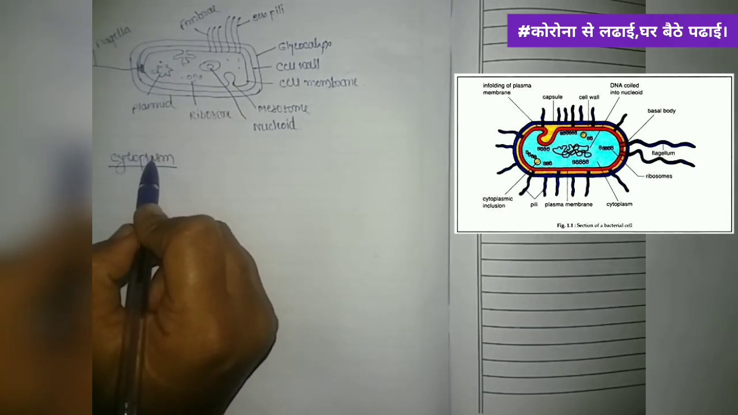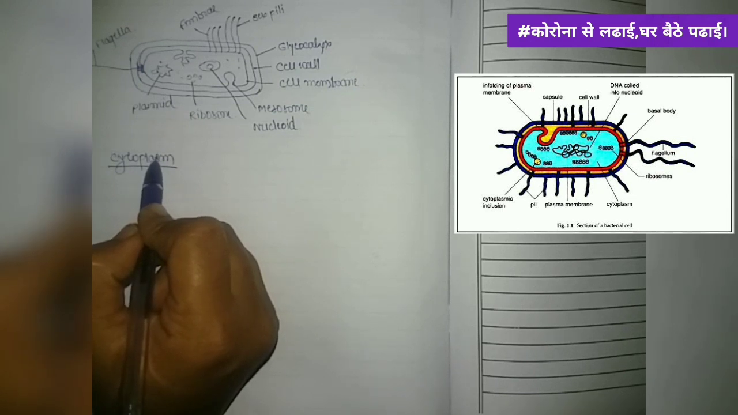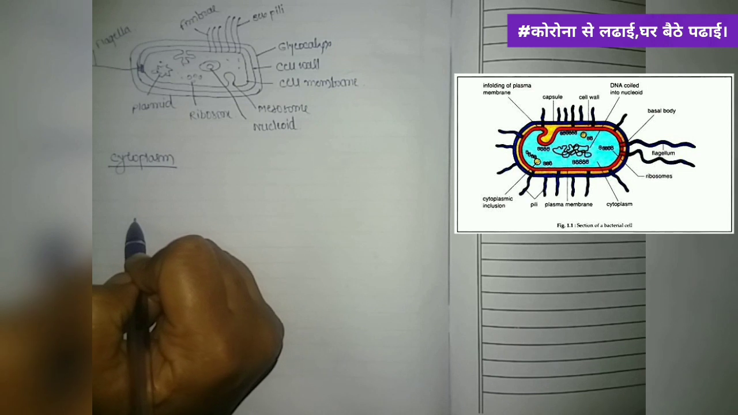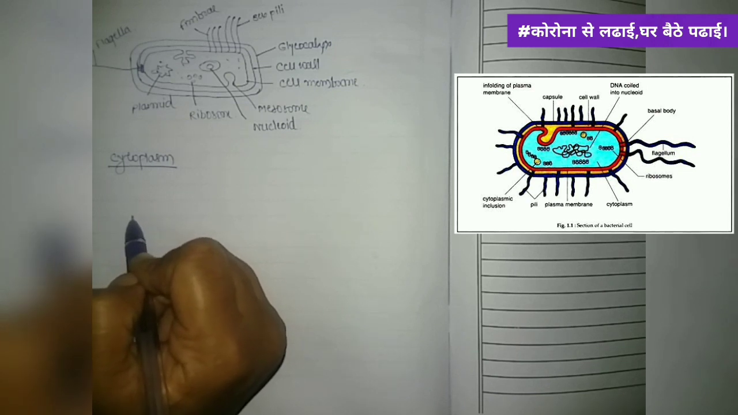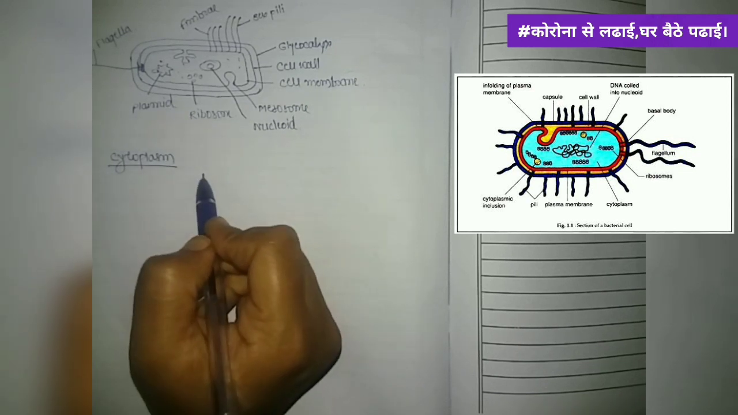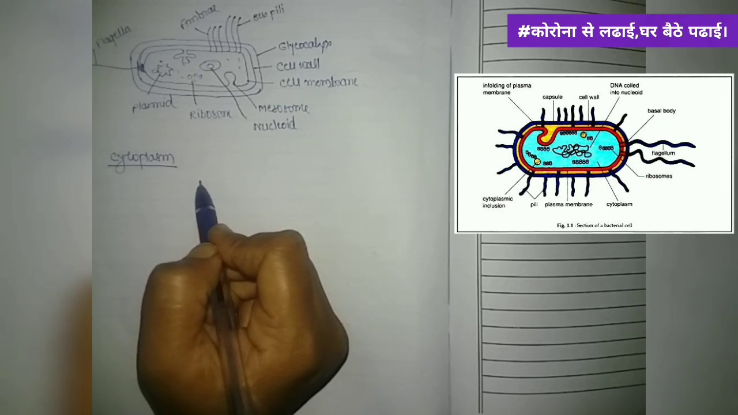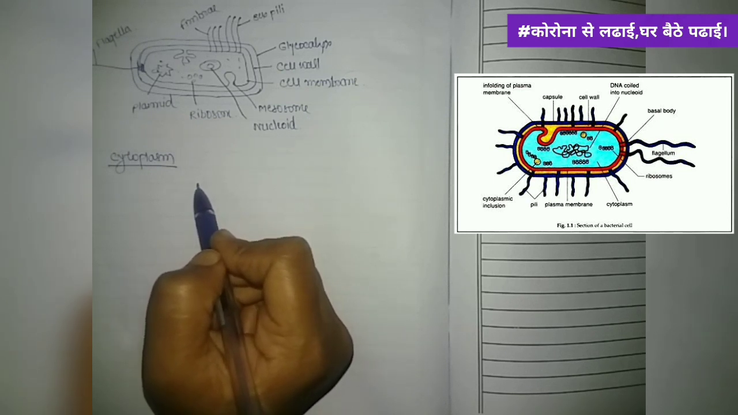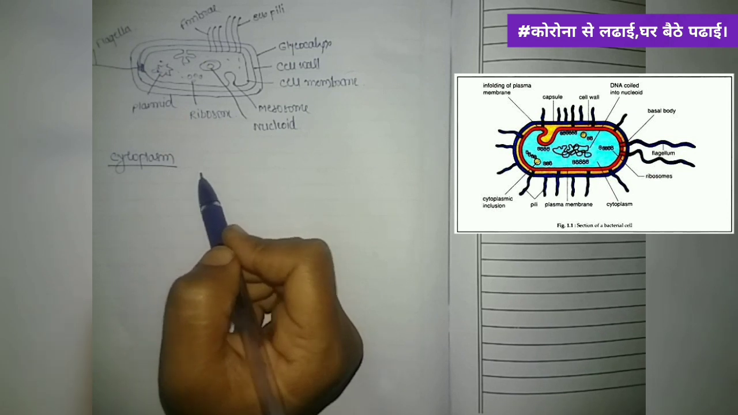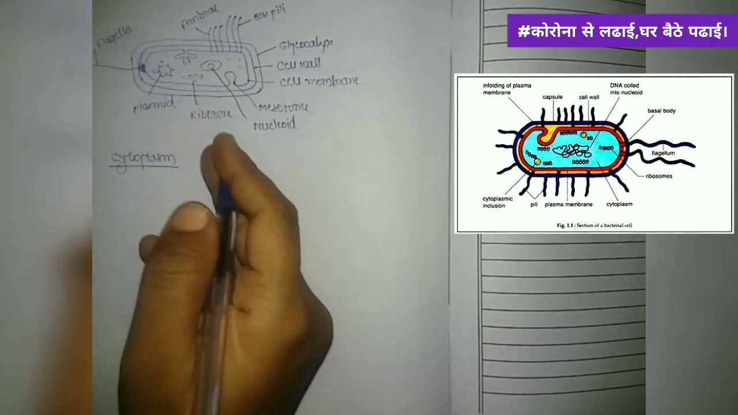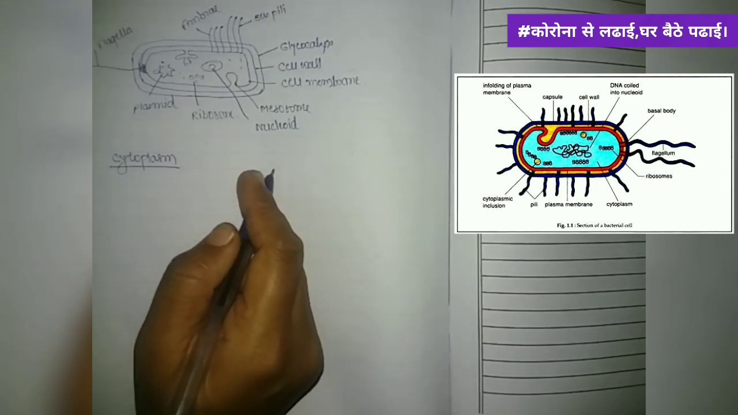In the cytoplasm, the membrane-bounded cell organelles are absent, that is, endoplasmic reticulum, mitochondria, and Golgi body are absent in the prokaryotic cells. In eukaryotic cells, the mitochondria act as the powerhouse of the cells, or they generate the energy. But in prokaryotic cells, the mitochondria are absent.